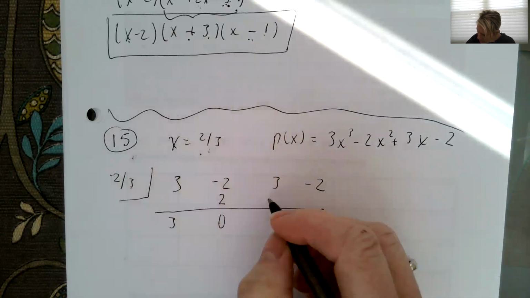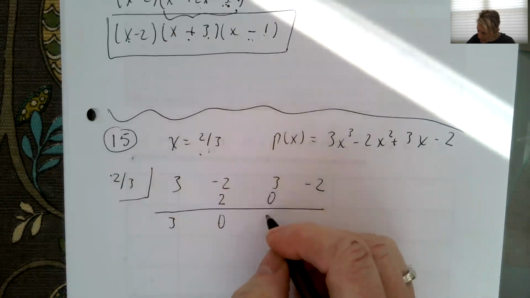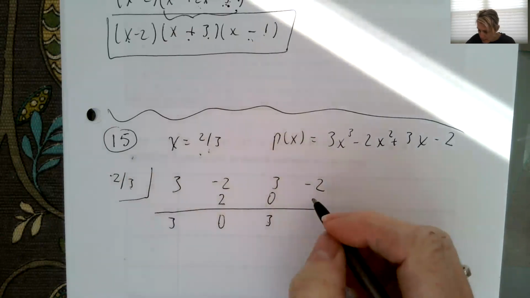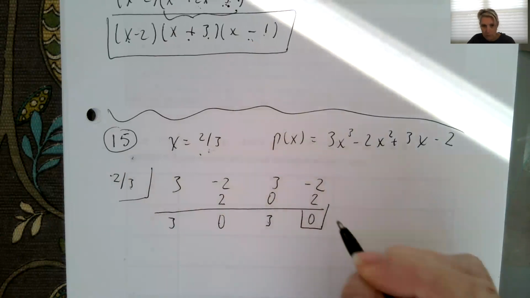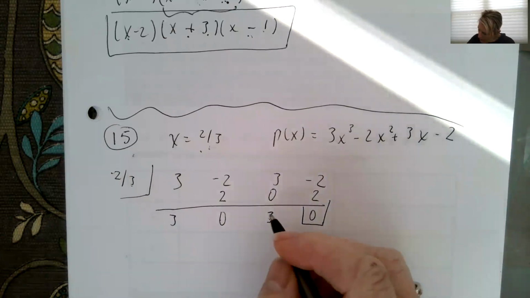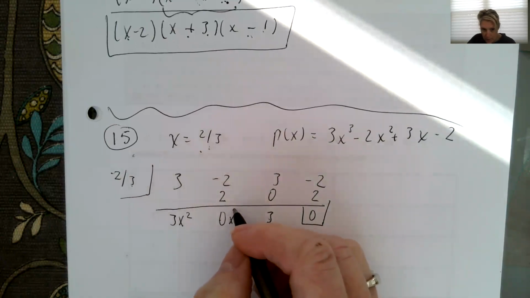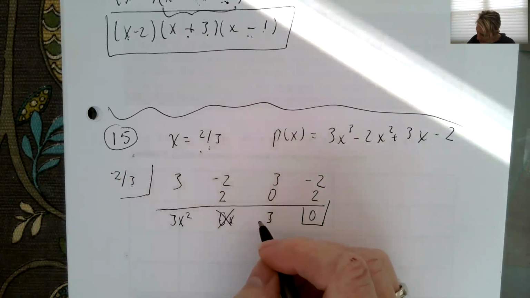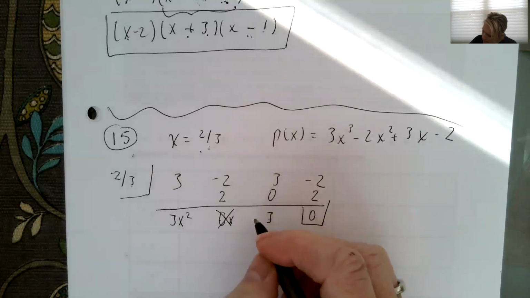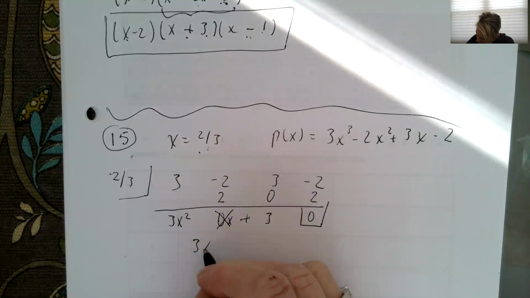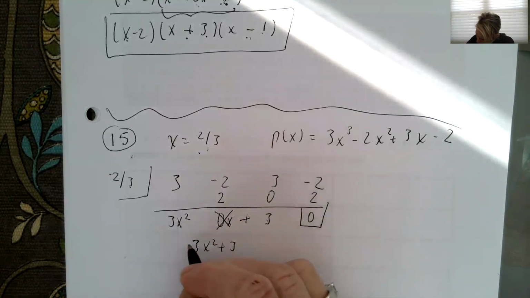0 times 2/3 is 0. And I add those and I get 3. And then I multiply 2/3 times 3 and I get 2 again. I add those, I get 0. Cool. So we have 3x squared plus 0x. So there's no middle term. Plus 3. Okay. So we have 3x squared plus 3.